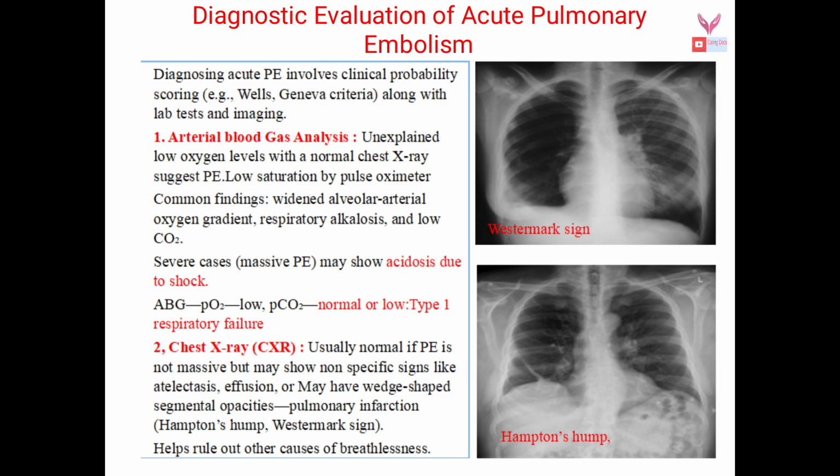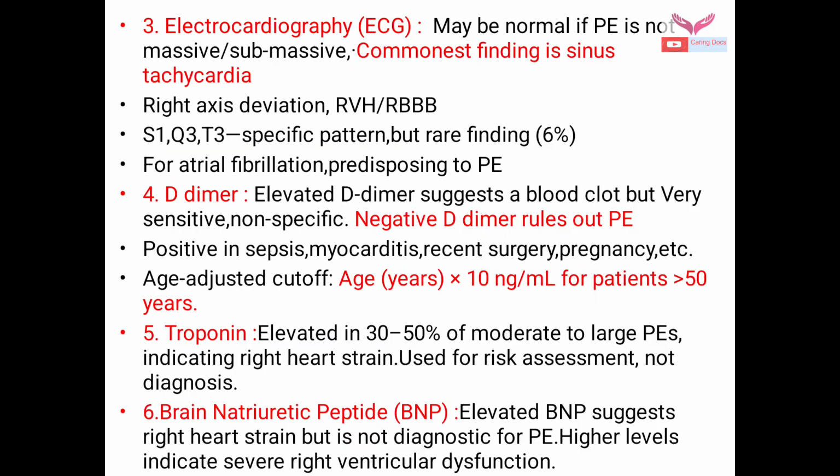The chest X-ray is usually normal if pulmonary embolism is not massive, but it may show non-specific signs like atelectasis, effusion, or may have wedge-shaped segmental opacities. For example, in pulmonary infarction, Hampton's hump, Westermark sign. This helps us to rule out the other causes of breathlessness.